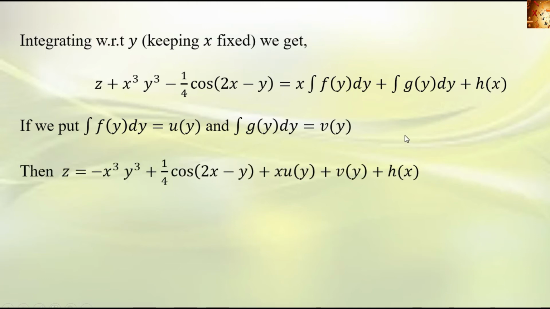So our expression will be z equal to minus x cube y cube plus 1 by 4 cos 2x minus y plus x into u plus v of y plus h of x, which is the required solution of the given PDE, where u, v, h are the arbitrary constants. Okay.